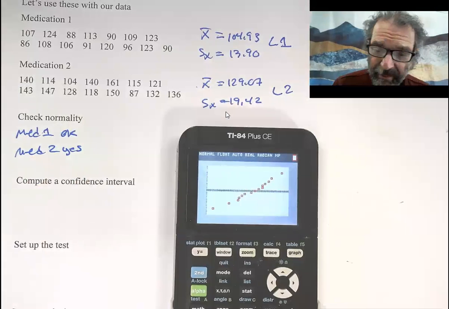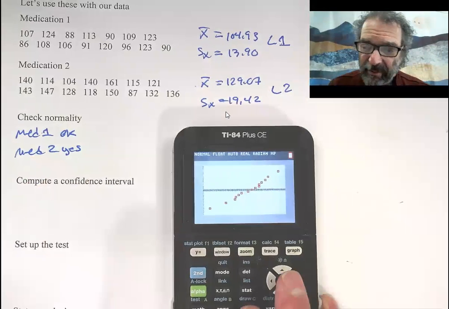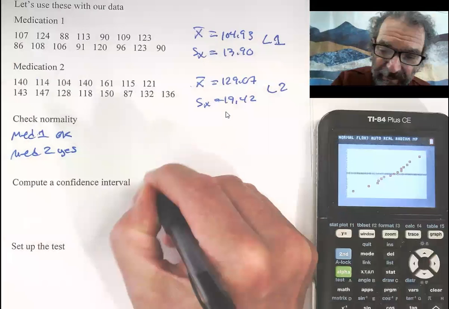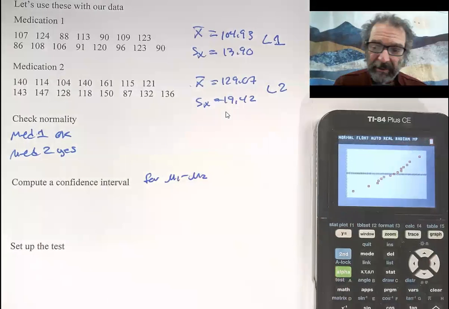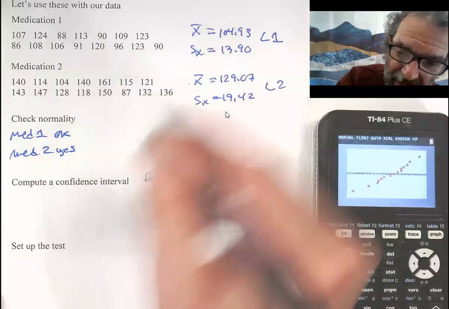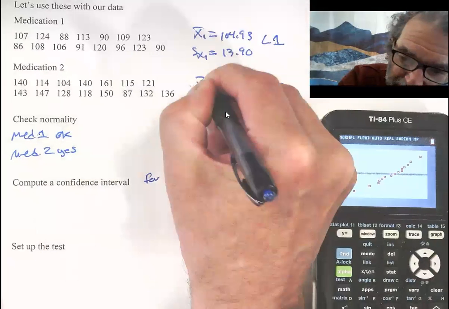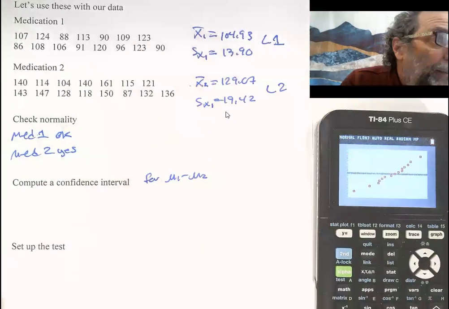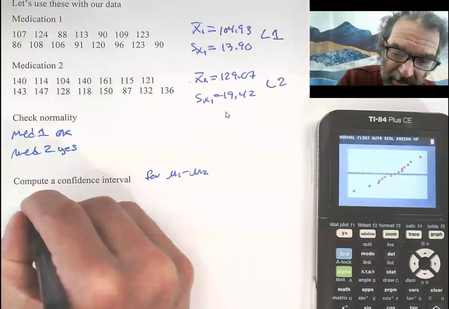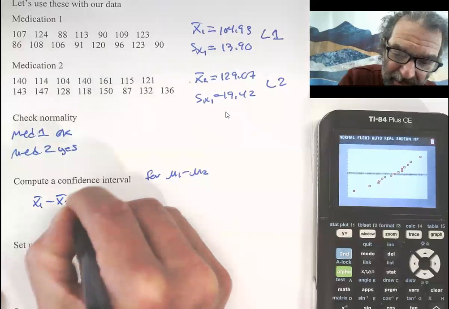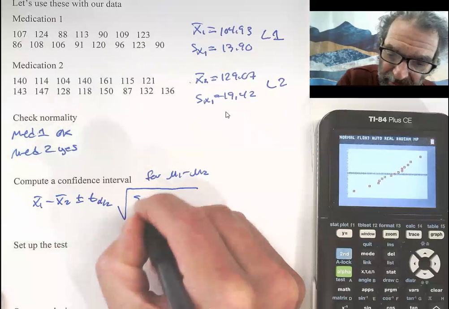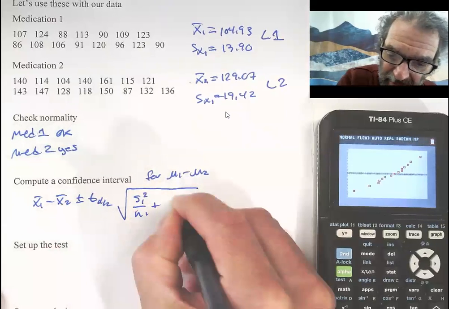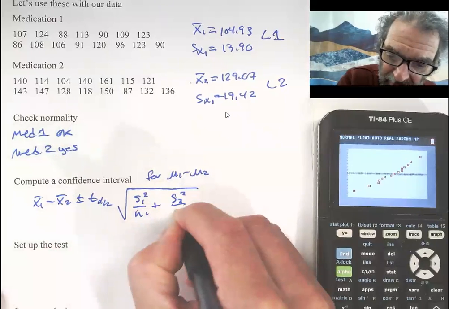And then we're going to compute a confidence interval. First, we'll do it by hand. So the confidence interval is for mu1 minus mu2. So what it looks like, I guess we're going to call this x1 and x2 here. Like that. So it's x1 bar minus x2 bar plus or minus t alpha over 2, times the square root of this horrible thing here, s1 squared over n1 plus s2 squared over n2, like that.